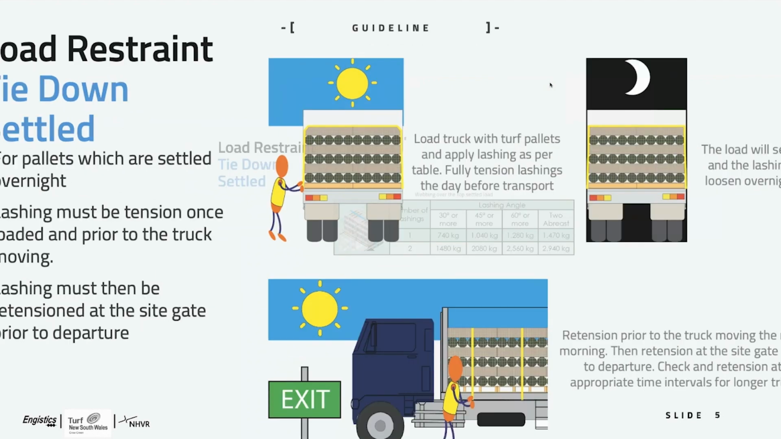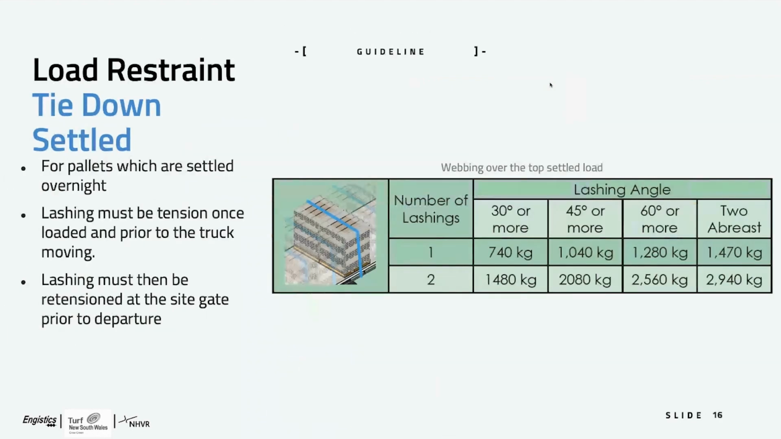And you can see in this table here, we actually get a lot more capacity out of that system than the standard over the top without the settling. So the key to this system is it allows the load to settle prior to actual departure and then the final tension. It is critical for these systems to be retensioned. So as long as the numbers in this table are followed, you'll be covered by the certification in that load restraint guideline.